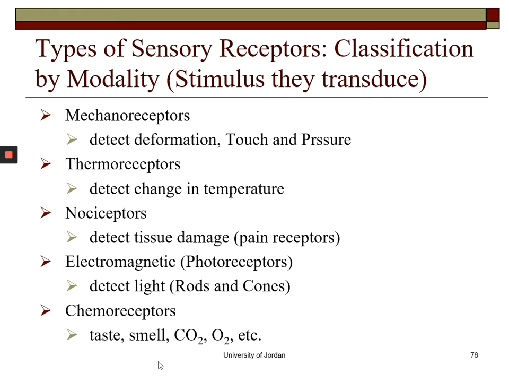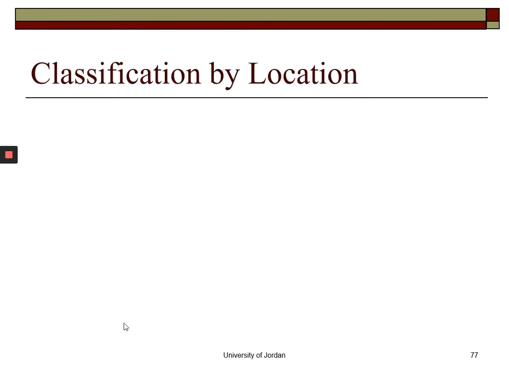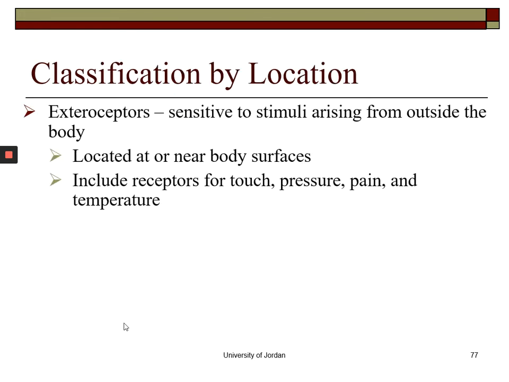Electromagnetic photoreceptors detect light. The receptors are called rods or cones. Chemoreceptors are like taste, like smell, like CO2, like oxygen. These receptors detect changes in these substances. We can classify them according to the location.